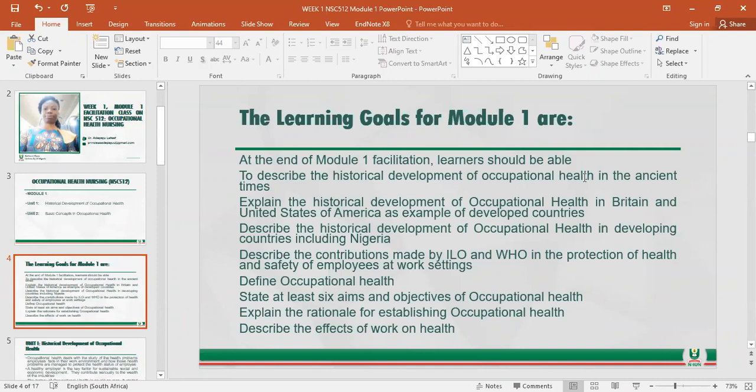Define occupational health. State at least 6 aims and objectives of occupational health. Explain the rationale for establishing occupational health, and lastly, describe the effect of work on health. So that is the learning goal for this course. It simply means that at the end of week 1, learners should be able to explain this and state them when it comes in an exam. This is what it simply means.